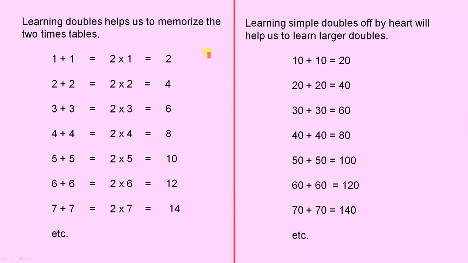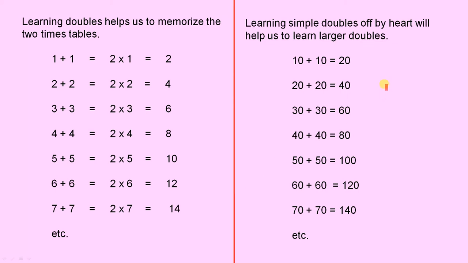Learning doubles helps us to memorize the 2 times tables. 1 plus 1, that's exactly the same as 2 times 1. 2 ones are 2. 2 plus 2 is exactly the same as 2 times 2. 2 twos are 4. 3 plus 3 is exactly the same as 2 times 3. 2 threes are 6. And we continue on all the way to 2 times 12.